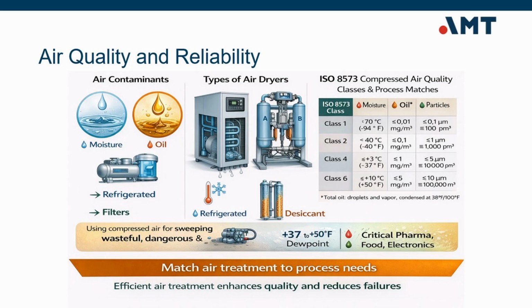Overtreating wastes energy. Undertreating creates failure. So the goal is to match air treatment to process needs. Efficient air treatment doesn't just improve product quality, it reduces equipment failures, minimizes downtime, and strengthens overall system reliability. Air quality is both a quality issue and a reliability issue.